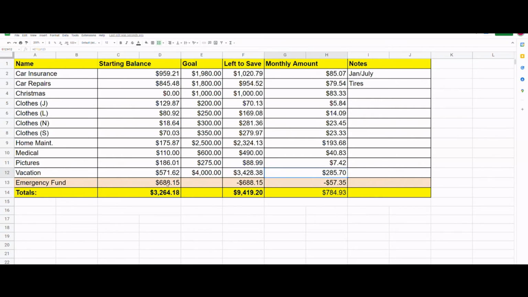And then in our emergency fund, which is in a completely different bank than this account, our goal is going to be $7,000. We only have $688.15 in there. And if you follow Dave Ramsey, he recommends $1,000 in your emergency fund to start out. And so having less than that is kind of scary.